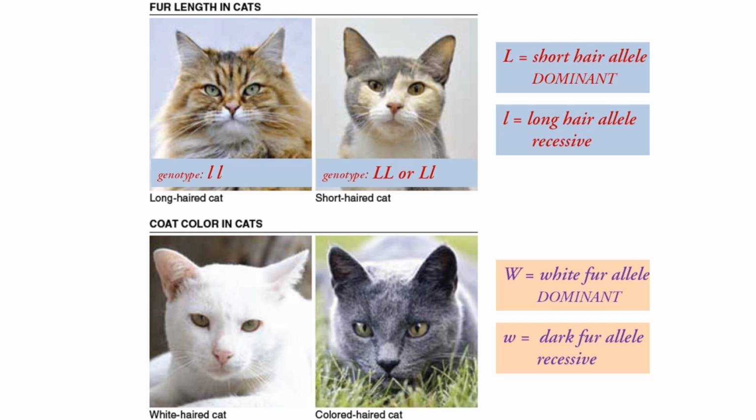So we look at the white cat. We see, all right, it's got at least one big W. It might be big W, little w, or it might be big W, big W. The dark furred cat has the recessive trait, has to have 2 copies of the little one. So now we know these.